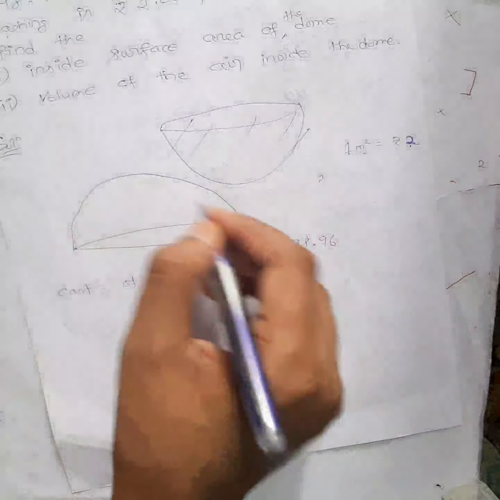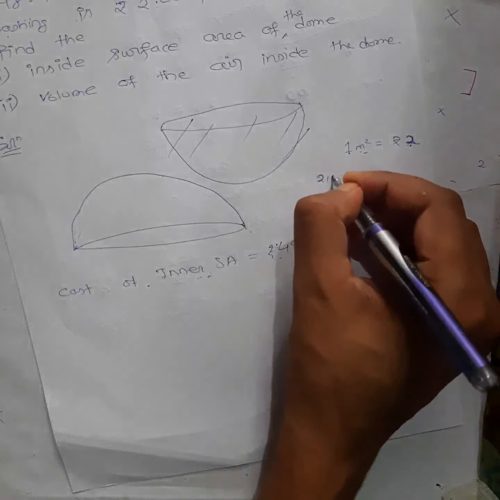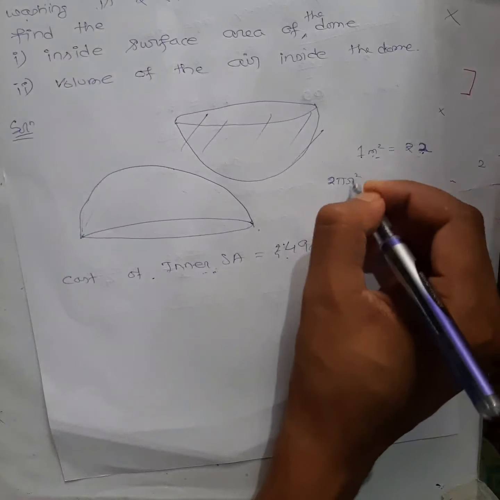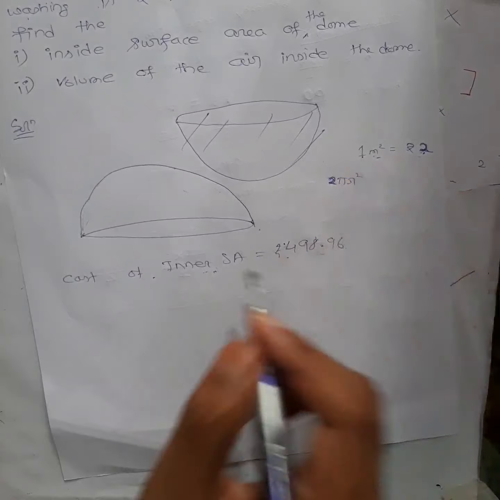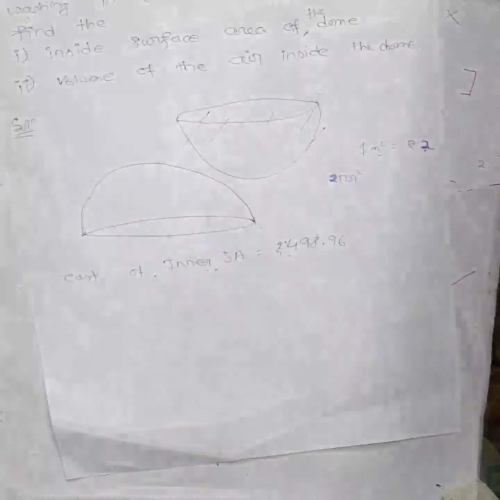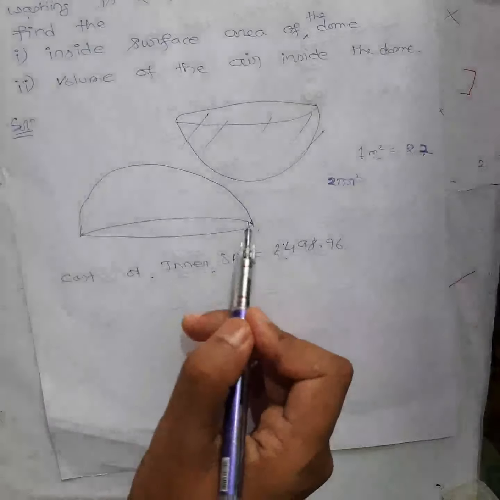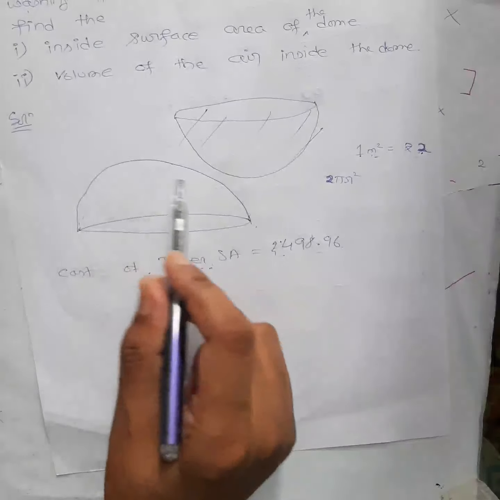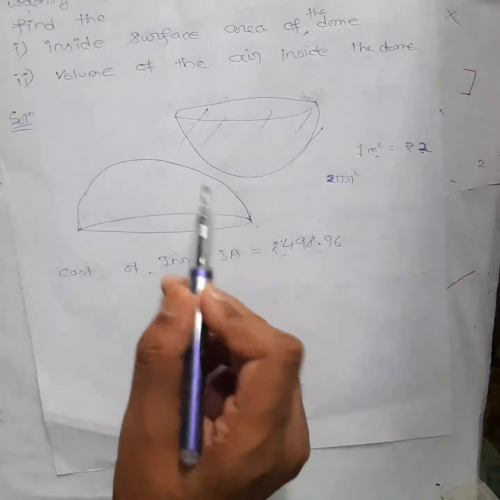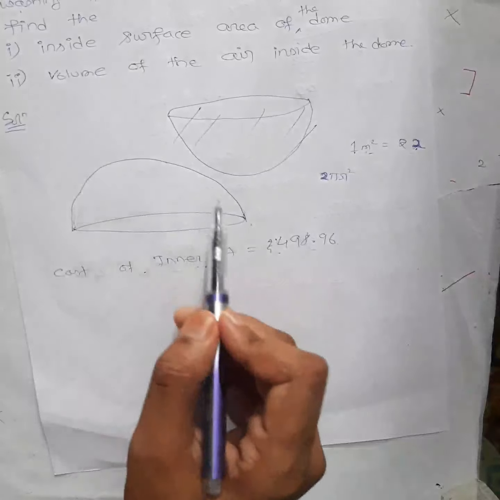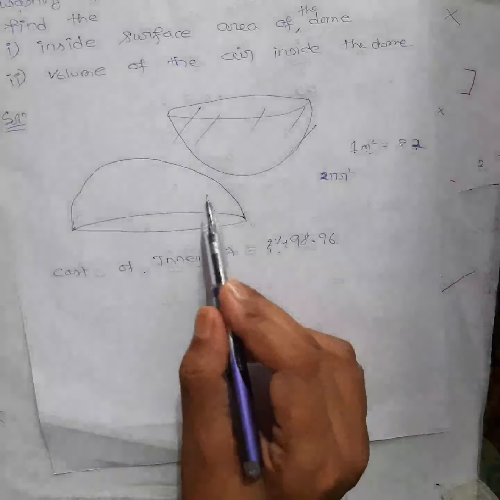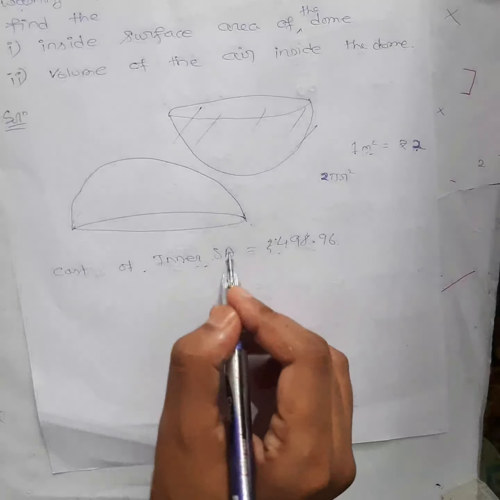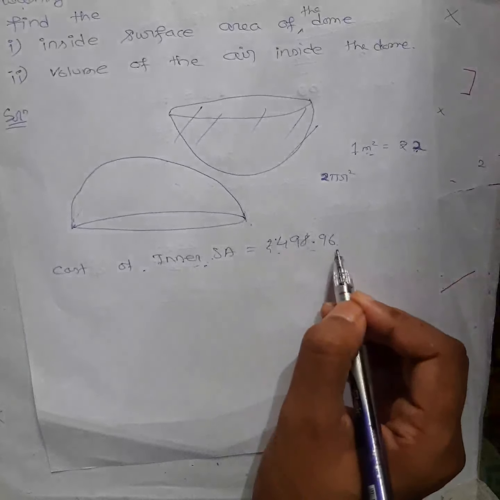For a hemisphere the area is 2 pi r square, right? Now why 2 pi r square? Because when you whitewash, obviously you will do it only on the wall, not on the floor. So when you do it on the wall, it means curved surface area only. So the inner surface area cost is given as 498 rupees.